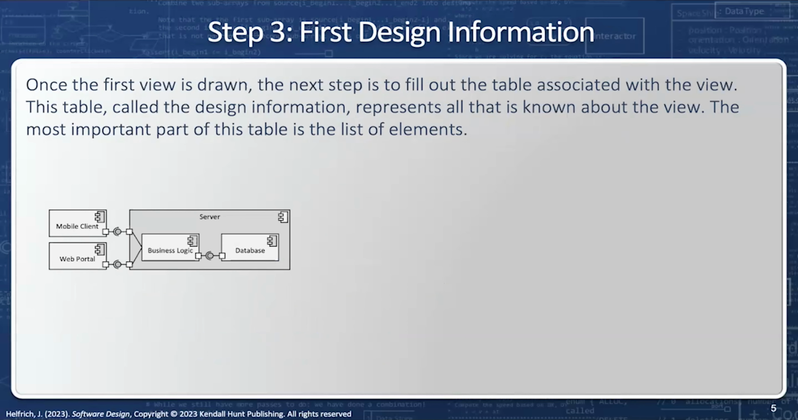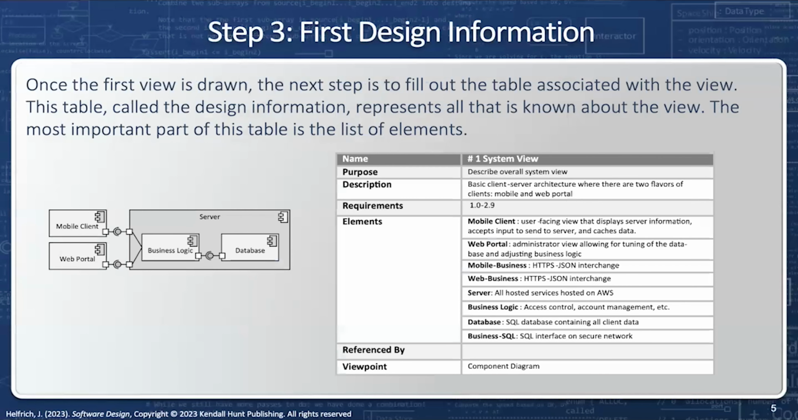Now, once the first view is drawn, the next step is to fill out a table associated with the view. This table, called the design information, represents all that is known about the view. The most important part of this table is the list of elements, in this case, mobile client, web portal, business logic, database, and server.